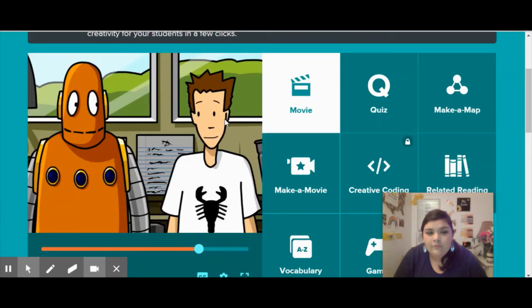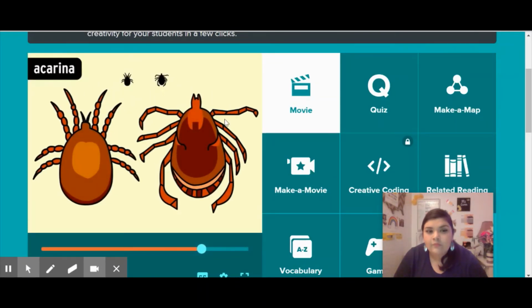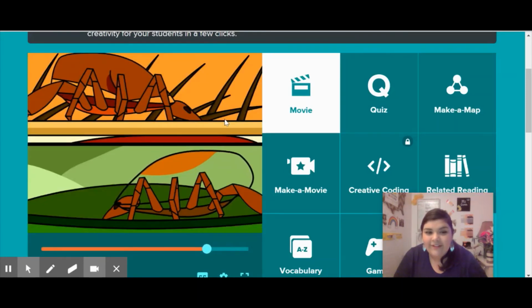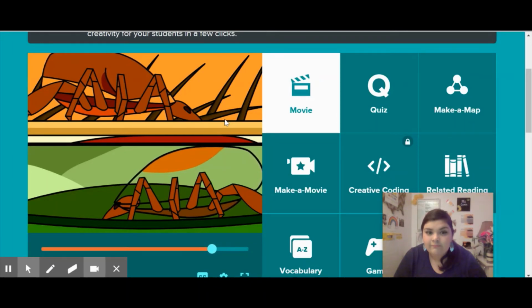Mites and ticks, or acarina, are another type of arachnid. Most are pretty small, like under 1 centimeter, and they feed off of the blood or sap of other organisms. You gotta be careful of these guys. Their bites don't always hurt, but some of them can transmit nasty diseases.